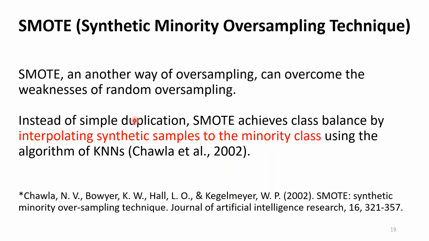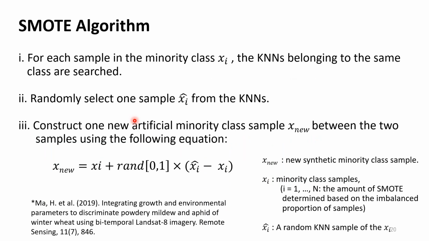More specific explanation using formula and figures. The basic principle of the SMOTE algorithm is as follows. First, for each sample in the minority class, xi, the k nearest neighbors belonging to the same class are searched. Secondly, randomly select one sample from the k nearest neighbors. Then construct one new artificial minority class sample, x new, between the two samples using this equation.